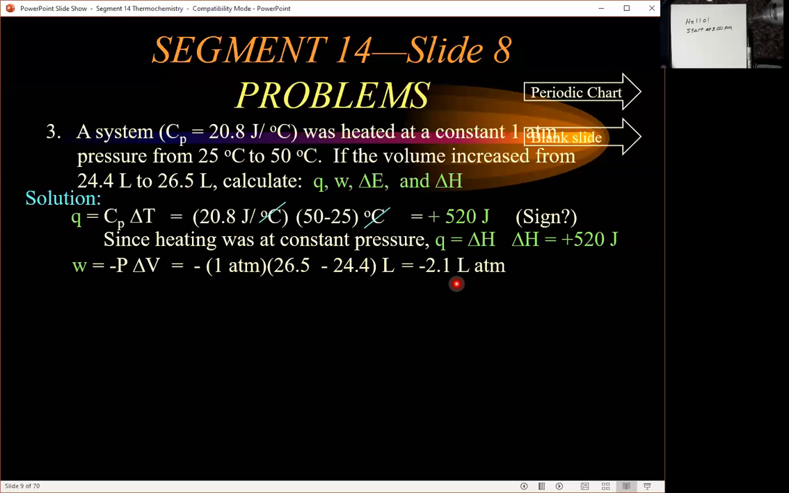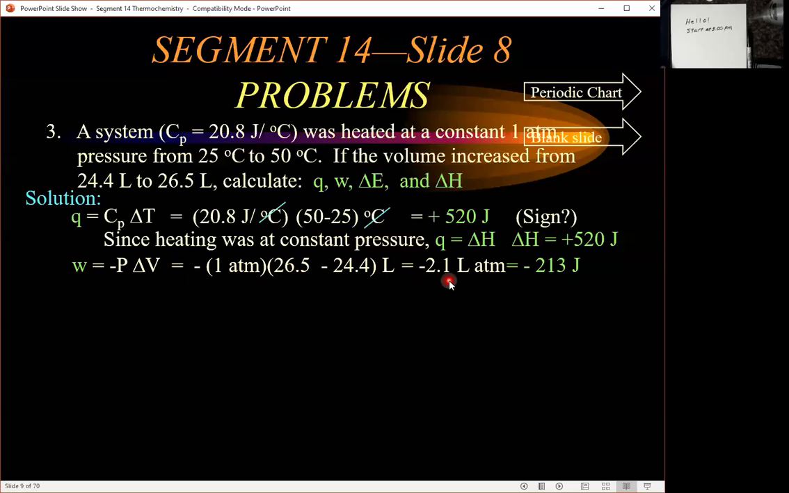And now, that says it's minus 213 joules. And now, how did I get that? I took liter atmospheres and converted it using the ideal gas constant.